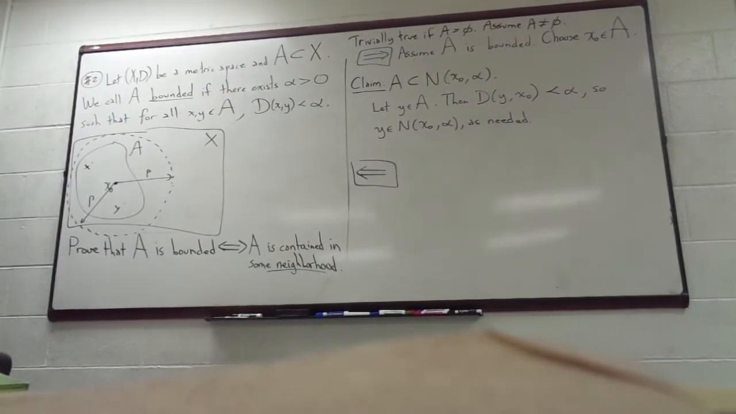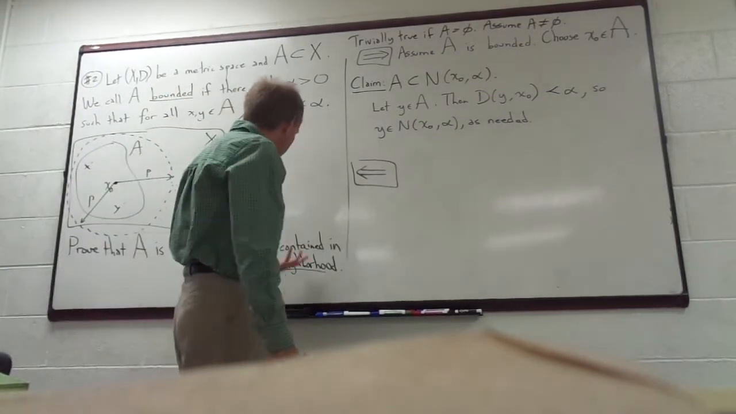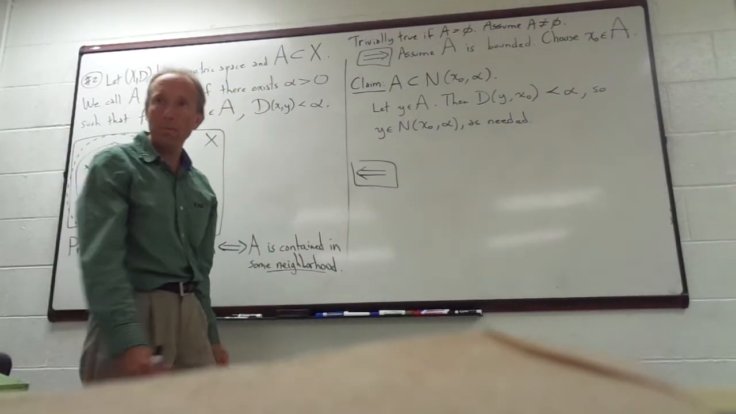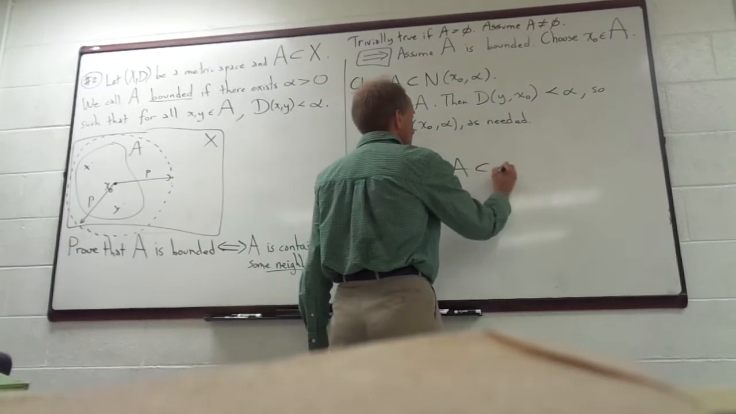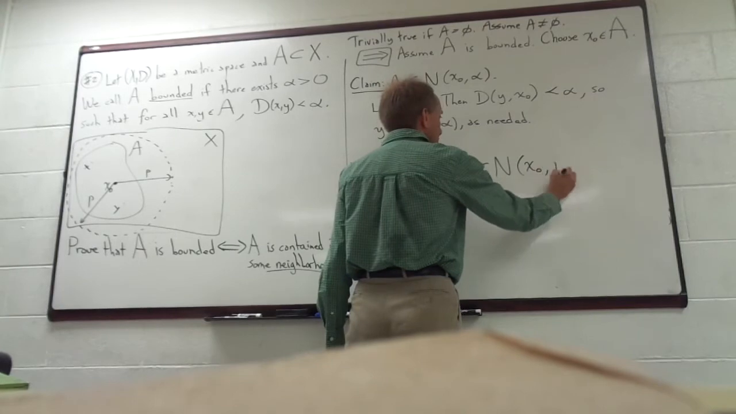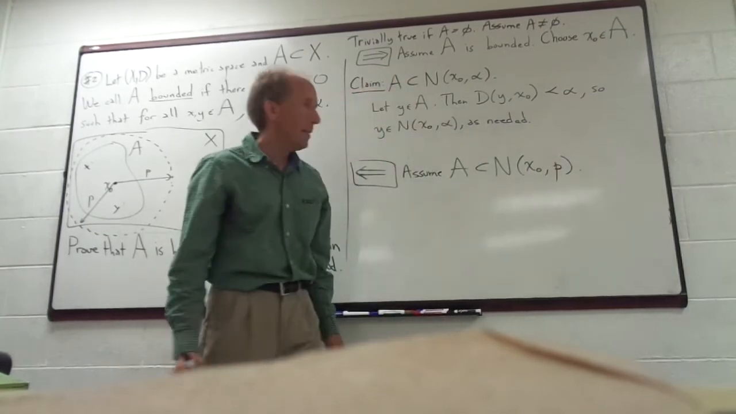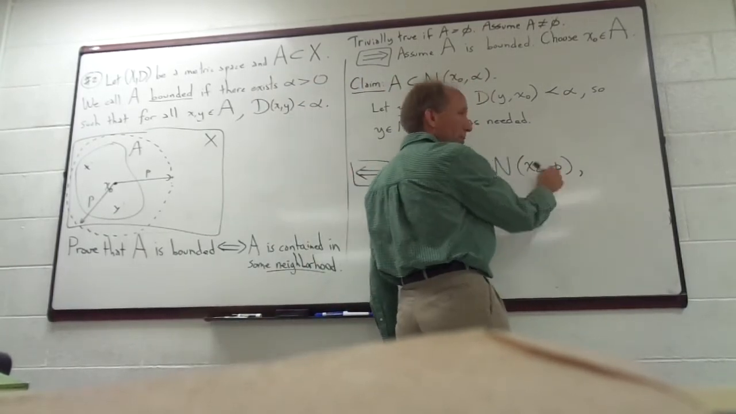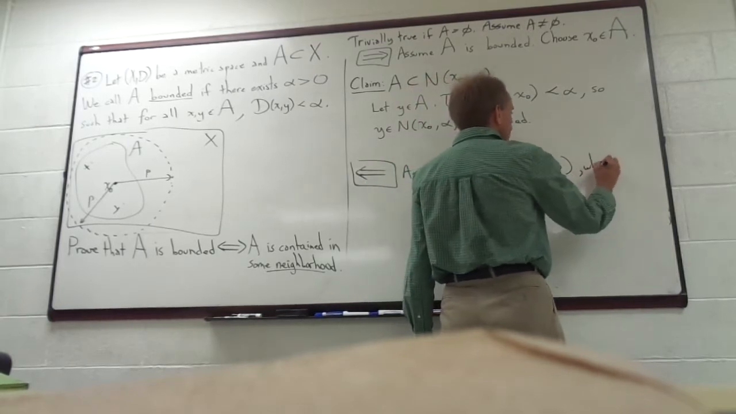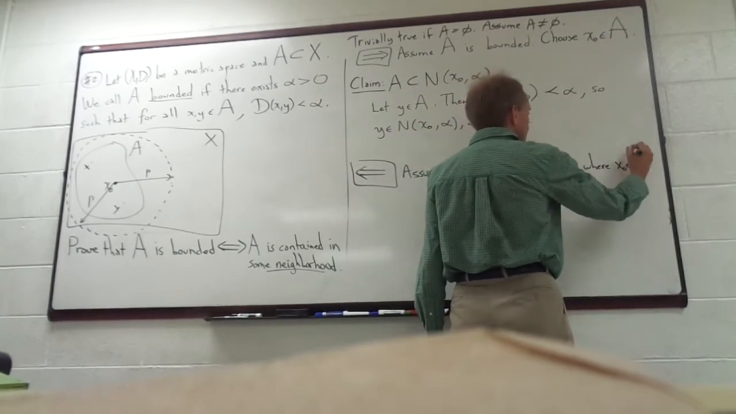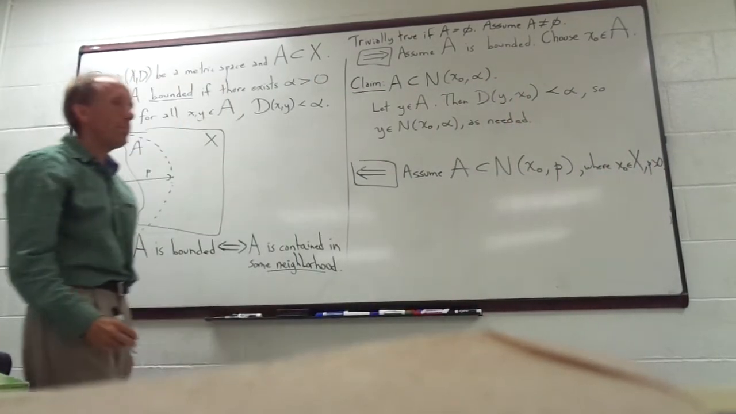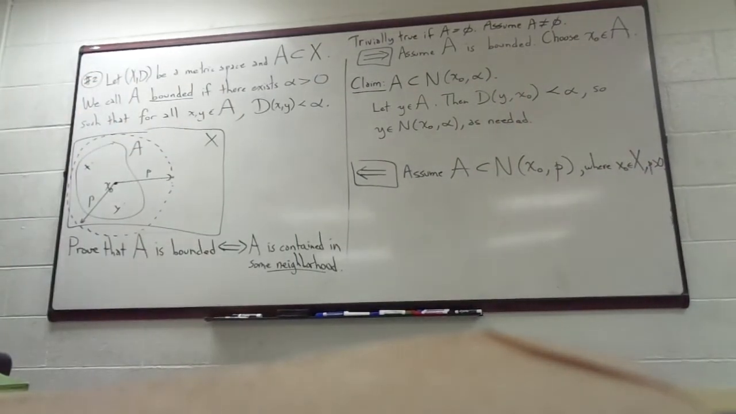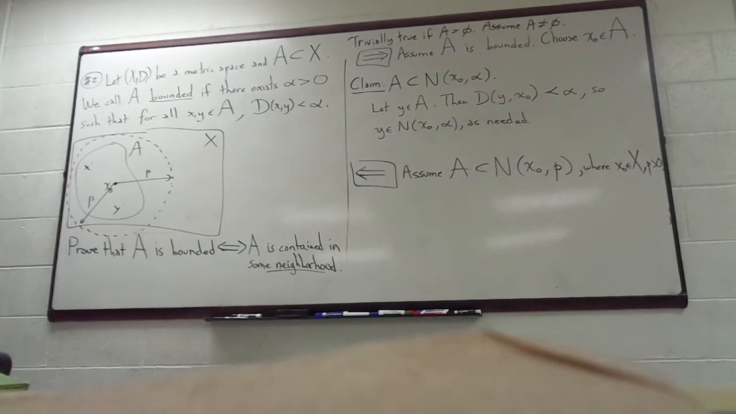Okay, great. Let's go backwards. Let's assume that A is contained in some neighborhood. So let's assume that A is a subset of a neighborhood. If there's a neighborhood, then usually we would write this as a neighborhood around some point with some radius. So let's say where x naught is in X and p is greater than 0. Something like that. And we're going to try to show that A is bounded.